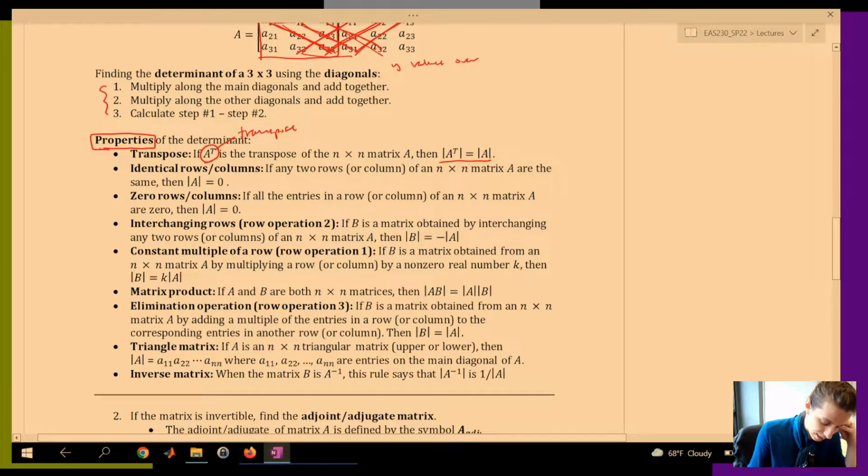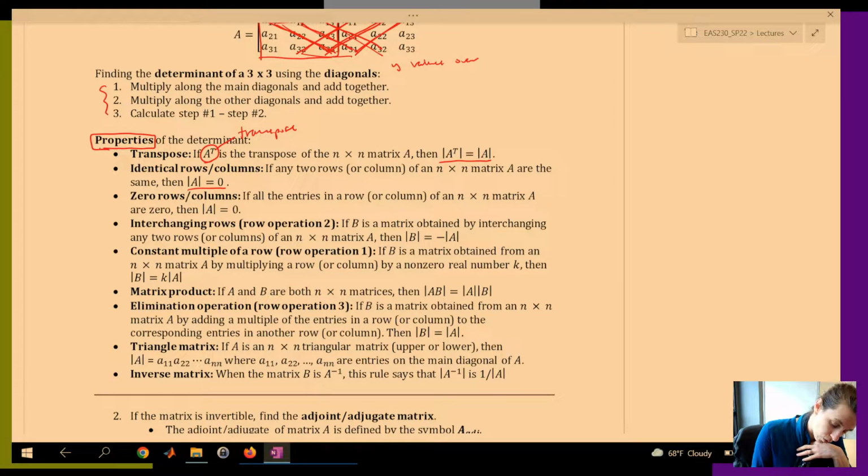The second one is if any two rows or two columns of a matrix are the same, then the determinant equals 0. And it turns out that this is also true if our rows are linear combinations of each other or columns are linear combinations of each other, then our determinant is equal to 0. Which means that that kind of matrix isn't going to have an inverse, which means we'll see later, a system of equations for that matrix isn't necessarily going to have a solution.